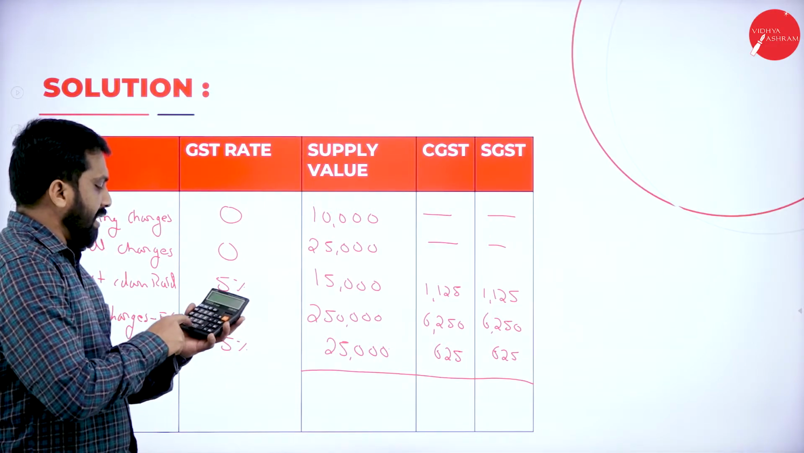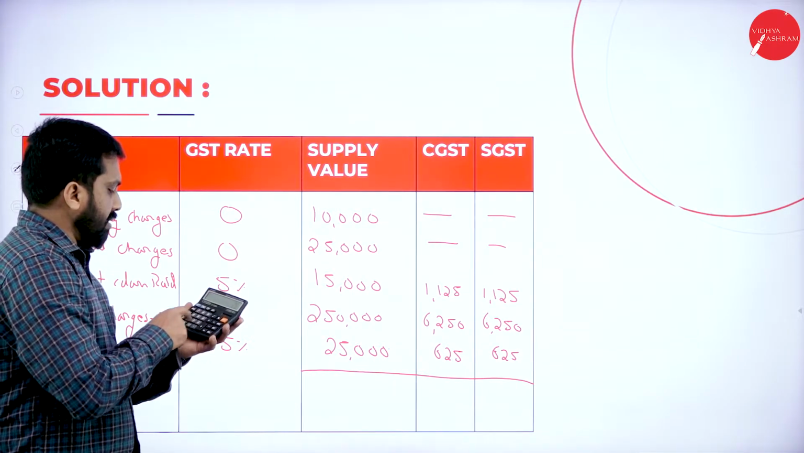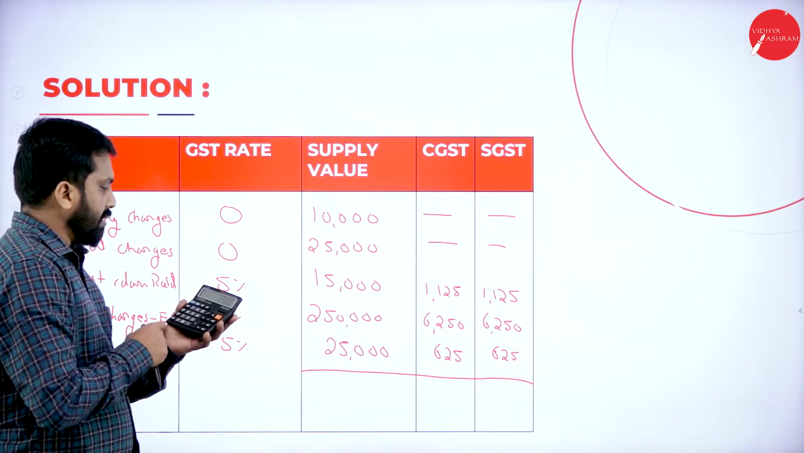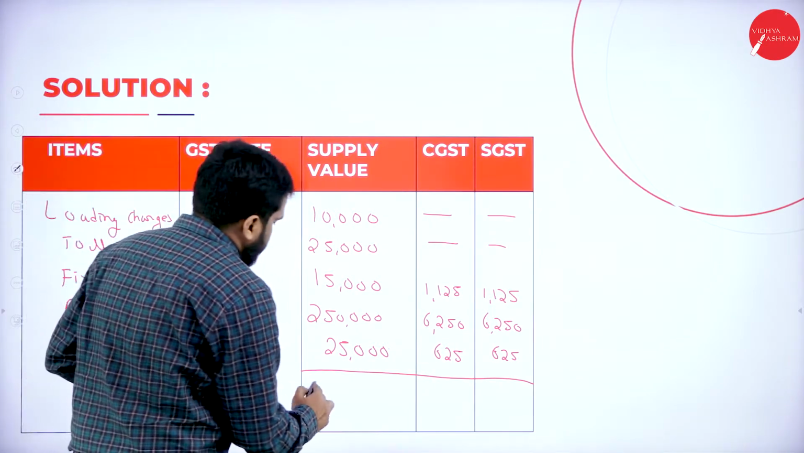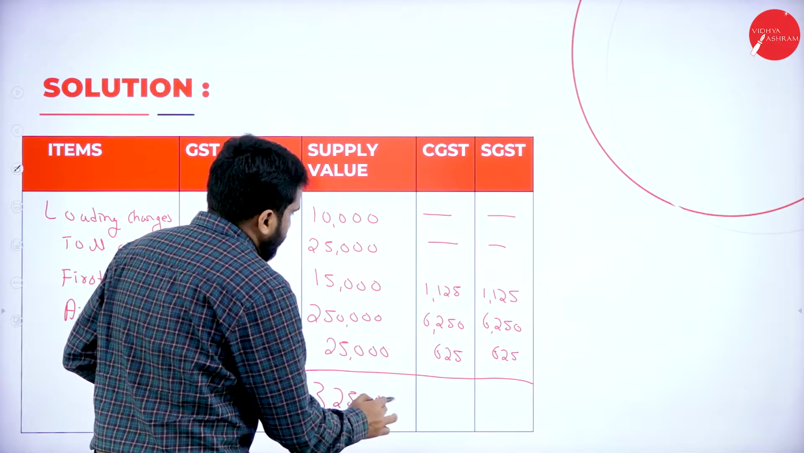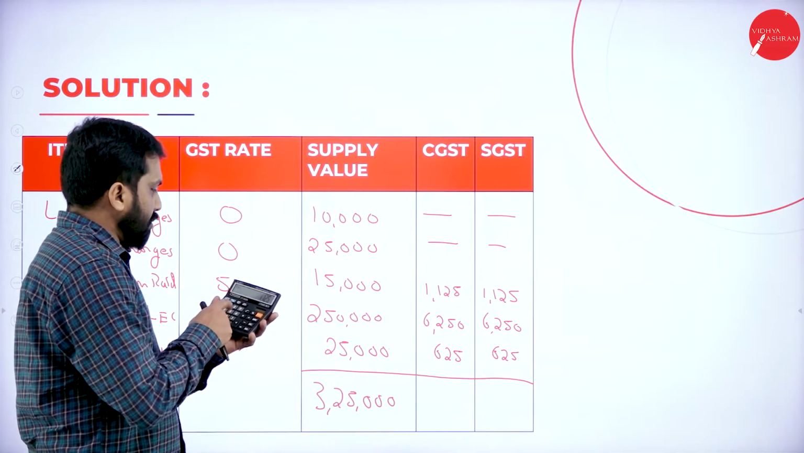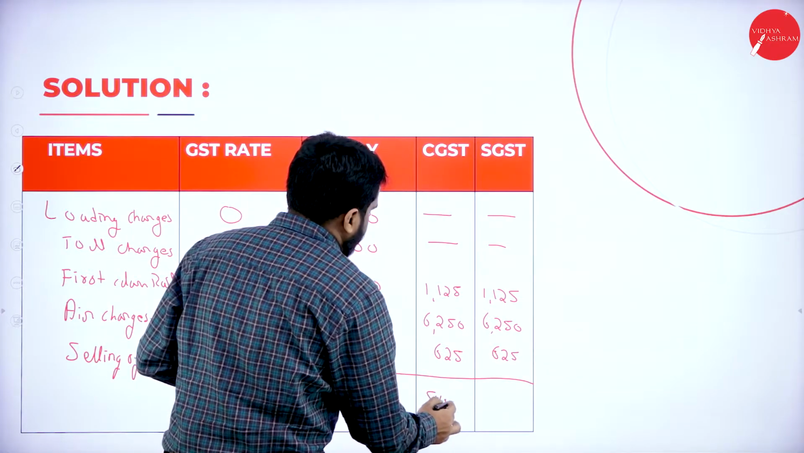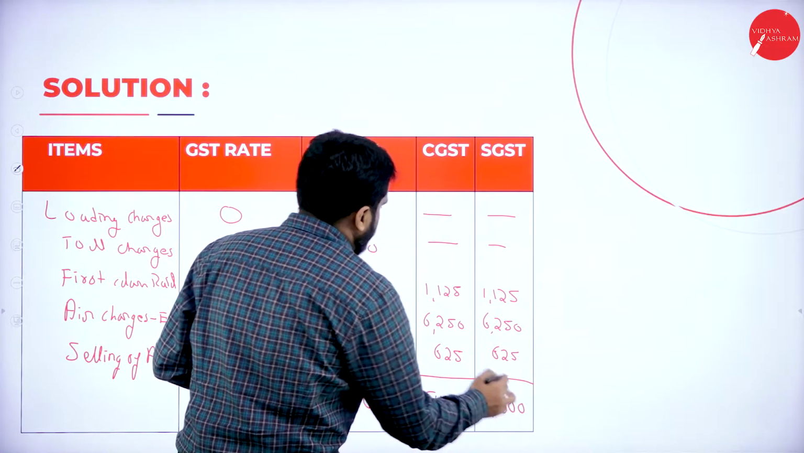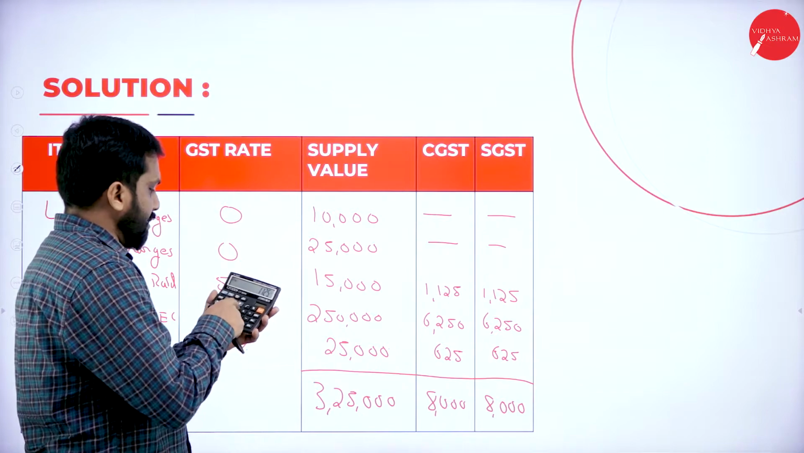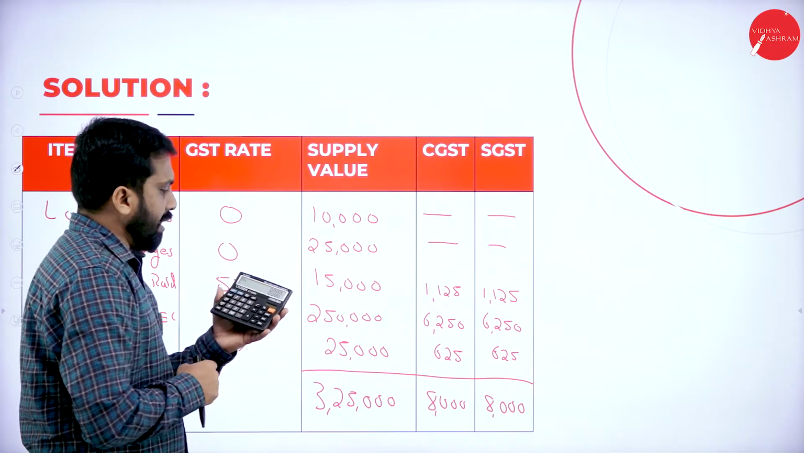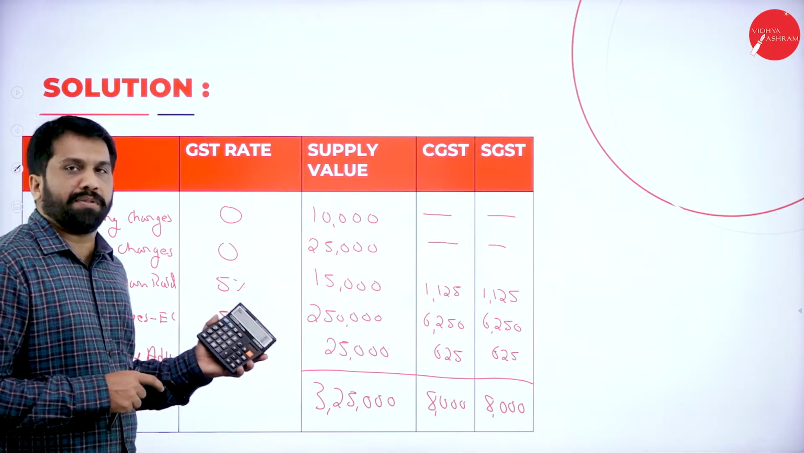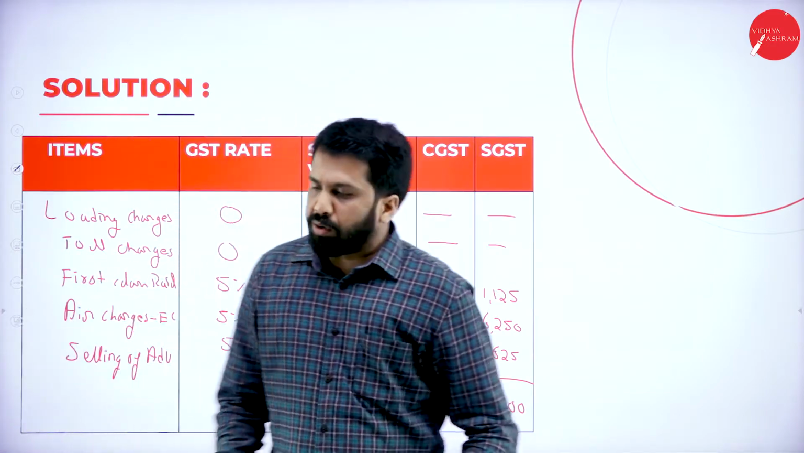Now what is the supply? 10,000 plus 25,000, 15,000, 2,50,000, 25,000. I got 3,25,000. And this one, 1125 plus 6250 plus 625. I got it is 8,000. Hope you are clear. Yes. So these are the calculations we are supposed to do. Now, we'll go for the next one.